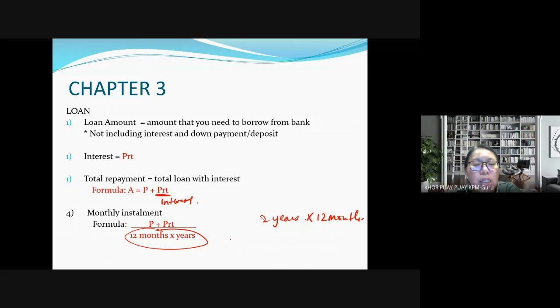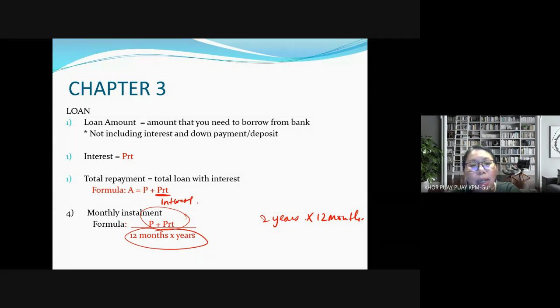So let's say that you pay back the loan in 2 years, then 12 times 2 is 24. So you will take your loan total repayment, divide by how many months that you need to settle. That will be your monthly installment.